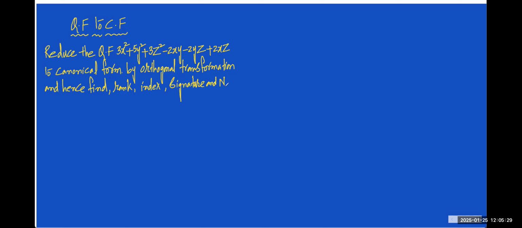So only one question we can do today. This is not only one question. Quadratic form to canonical form is one part of the question. Checking by orthogonal transformation is the second part. And finding the rank, index, signature and nature is the third part of this problem. So one problem itself will take a lot of time. So have patience. Let us start.